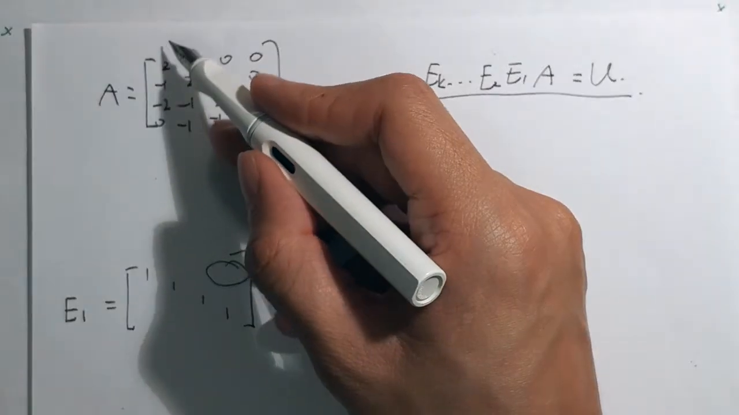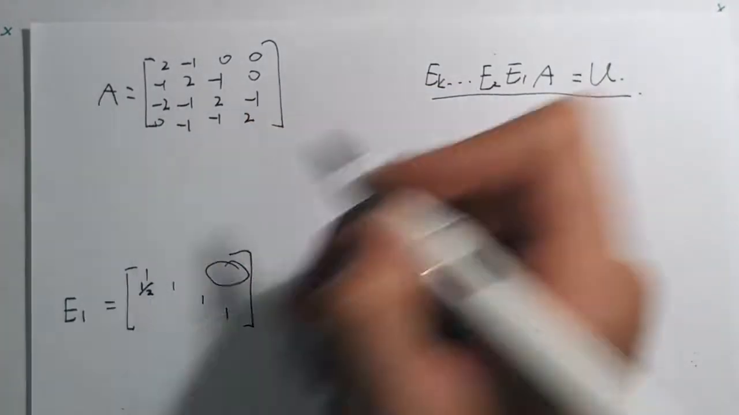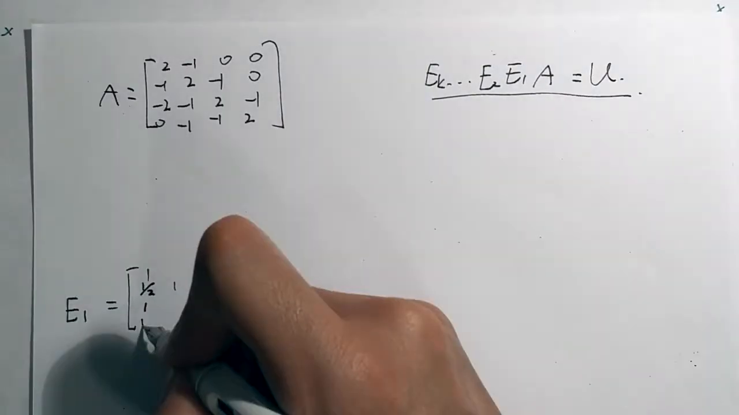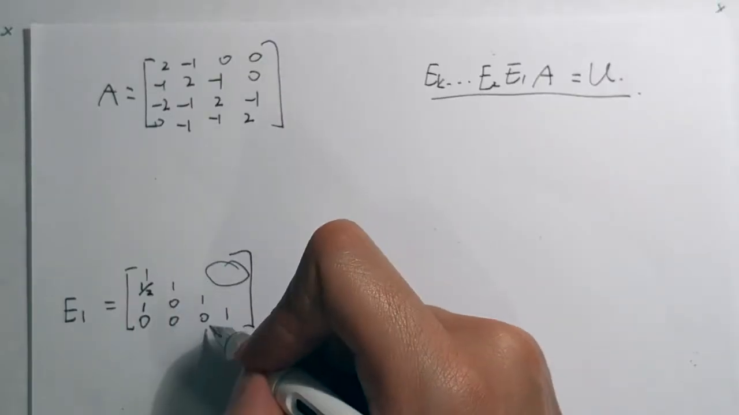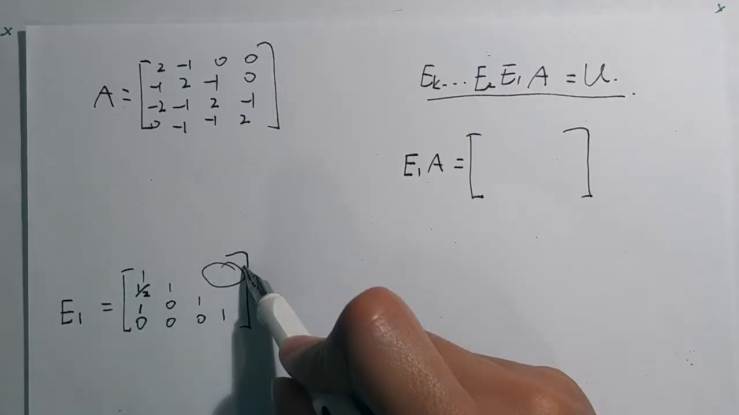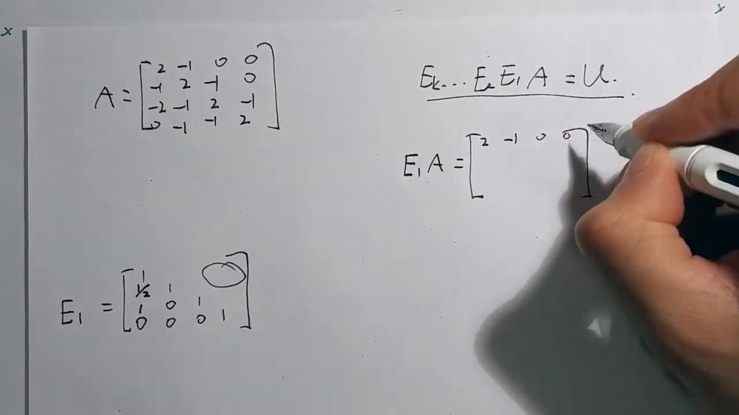So this is a 1/2 multiply added to here. So I write that in here, and then 1 add that to here. So I put that in here, and then 0. And then I let all of this equal to zeros. If I do E1 times A, this basically copies the first row of A. So it'll be 2, -1, 0, and 0.